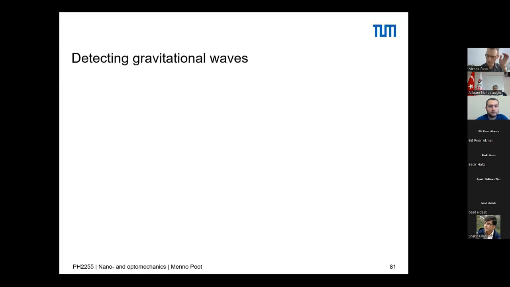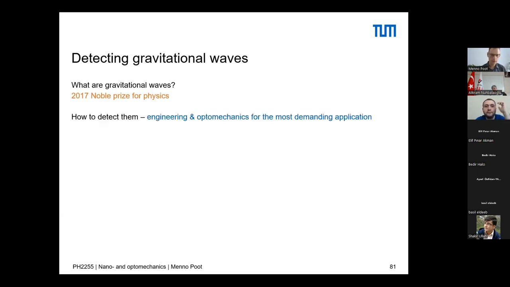So in this case, the very first question that we should ask ourselves is what are gravitational waves? And I must confess that here I'm not an expert. I have a background, as you saw, in nano and optomechanics. I know my physics, but I'm not an expert in gravitational waves. But I do know that these things are important because they were awarded the Nobel Prize, and that means you should definitely know something about it. And of course, I have been reading up on this. But don't ask me any question about general relativity and how exactly these things propagate. I am more the person to ask how you can detect them.